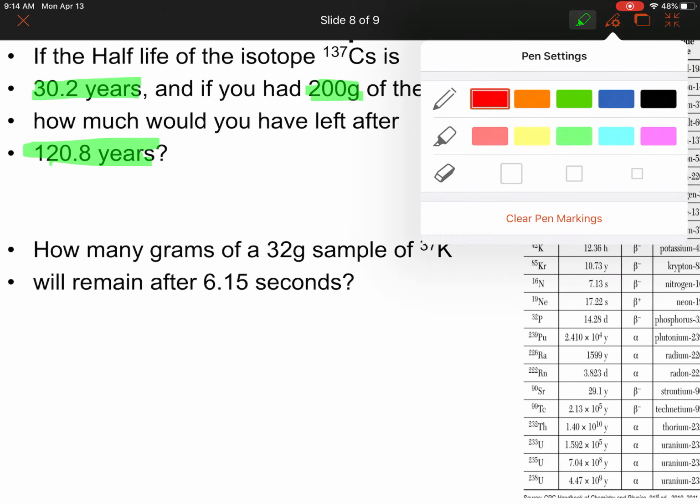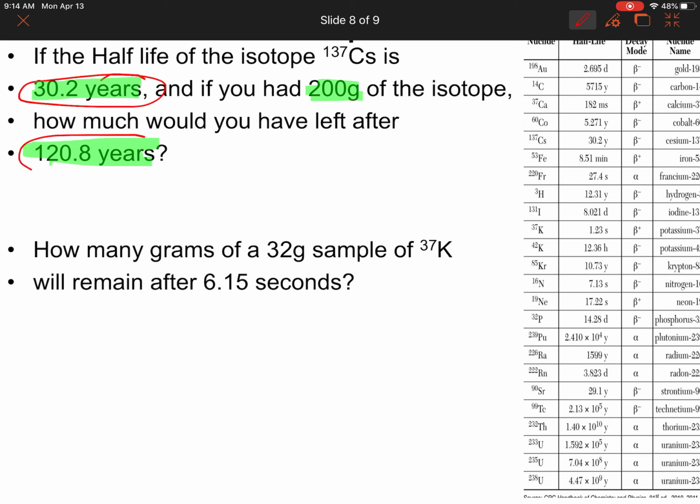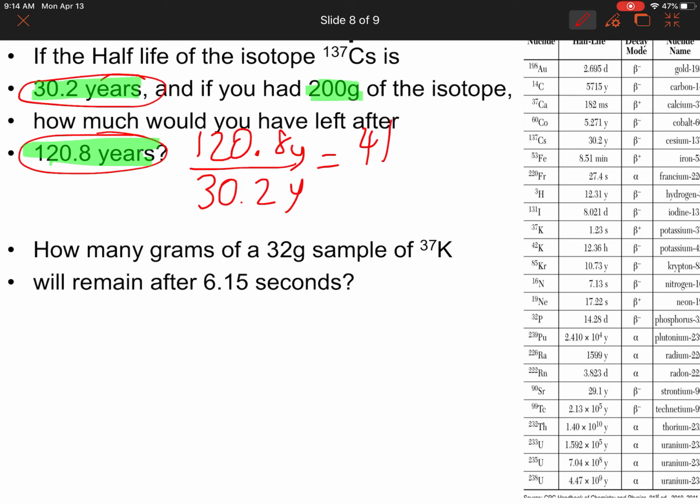Now, you agree. We said before, when you have 2 units of time, you simply divide, right? We've been doing that the whole time. The larger number goes on top. So 120.8 over 30.2 equals, well, divide, you get 4 half-lives.